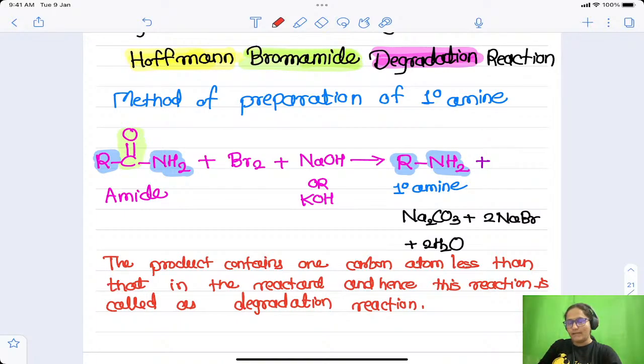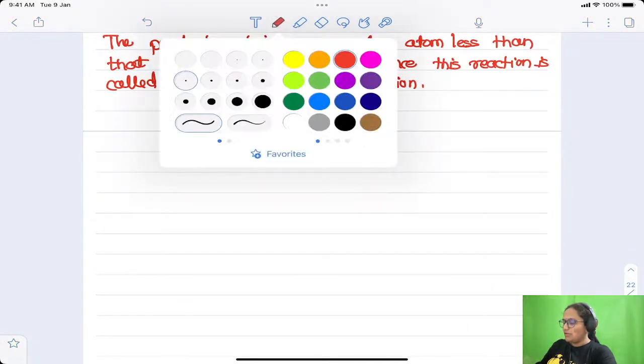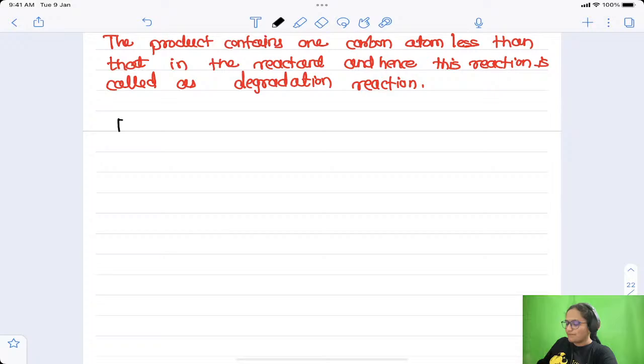Let us see the mechanism. Please listen to the mechanism very carefully. You will not get this mechanism in your textbook. This is a base catalyzed reaction because we are using a base as a catalyst. The starting material is RCONH2, so first of all I am writing that RCONH2. The NH2 group I will split like this.